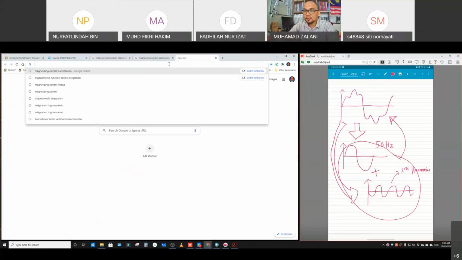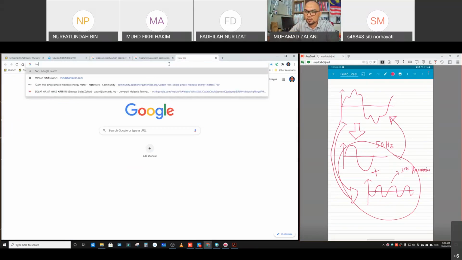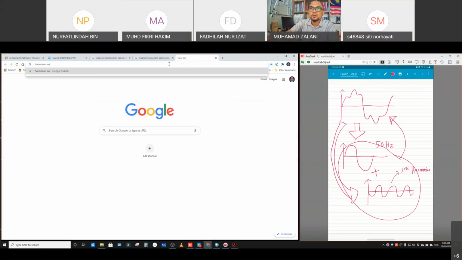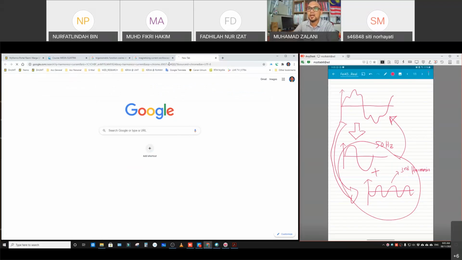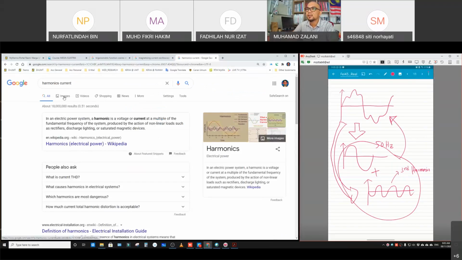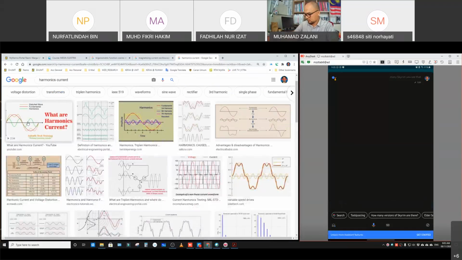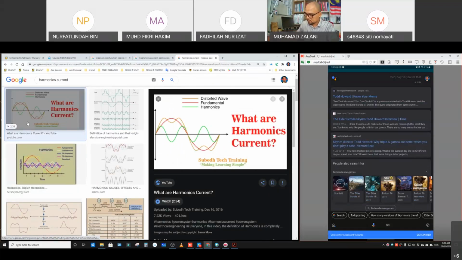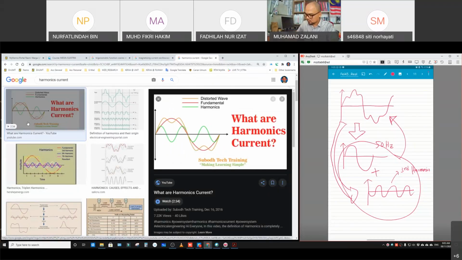For example, in inverter, what else? Energy conversion, energy converter studies. We'll be talking about harmonics current. If you Google harmonics current, you will see that this sort of image. All right. So this is harmonics.